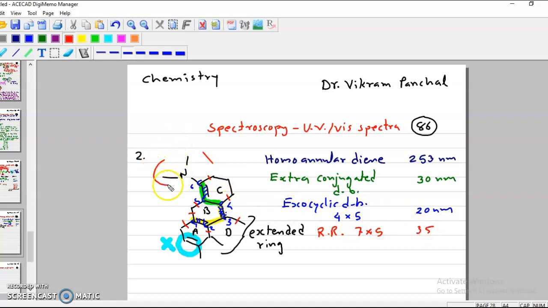And of course, this group is also present, NR2 or NCH3 twice. So for NR2, we add 60 nanometer. Okay, anything else left? Just check it. I think nothing. So then you have to add all these values and find out lambda maxima. If anything is left, please let me know. I may commit a mistake, but if there is nothing, please add all these values and find out lambda maxima for this compound. So that's it in this lecture. Thank you so much.